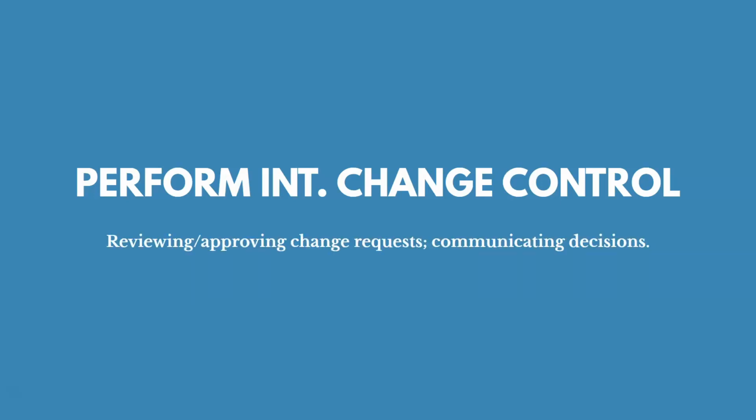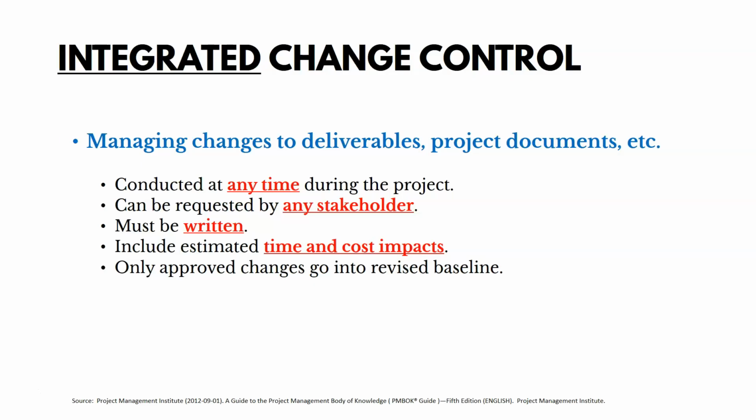Okay, now let's skip ahead to the other process in monitoring and controlling in this process group. Perform integrated change control. We're reviewing and approving change requests and communicating decisions. Now, if you recall, integrated change control is reviewing and approving changes in the context of the overall project plans. And we're managing changes to deliverables, project documents, and so on. Remember, this is not configuration control. This is change control we're talking about.